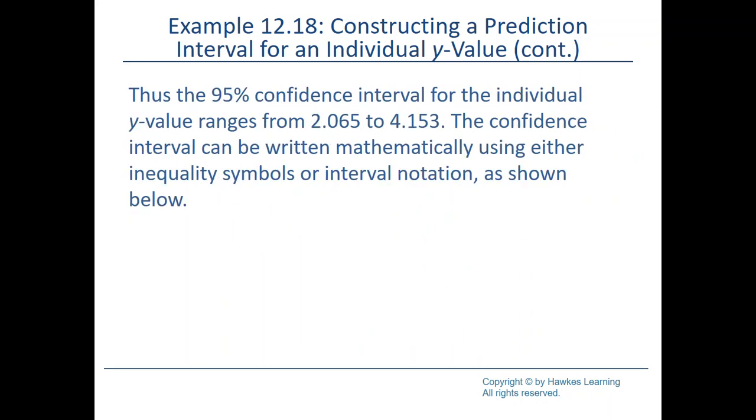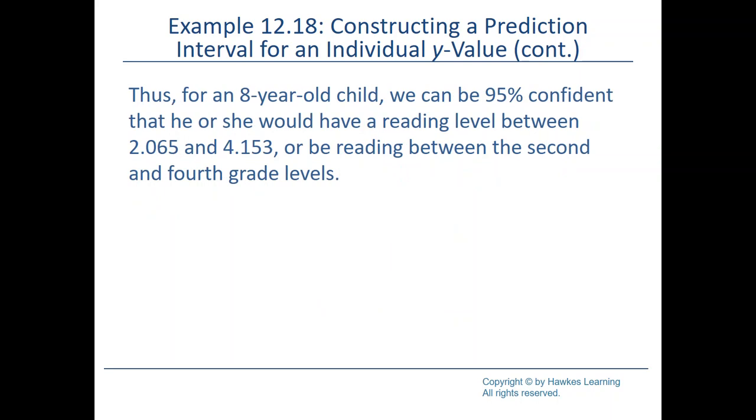Again, you can say this in two different ways. So thus there's a 95% confidence interval for the individual y value that ranges anywhere between 2.065 to 4.153. You can write that confidence interval using mathematical inequality symbols or in interval notation. And again, this is only for the 8-year-old child. So please be aware that the 8-year-old child, to be 95% confident, will have a reading level between these numbers.